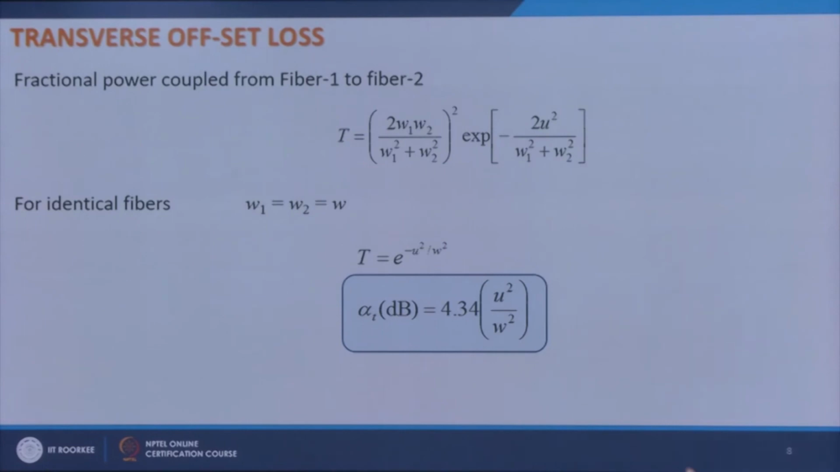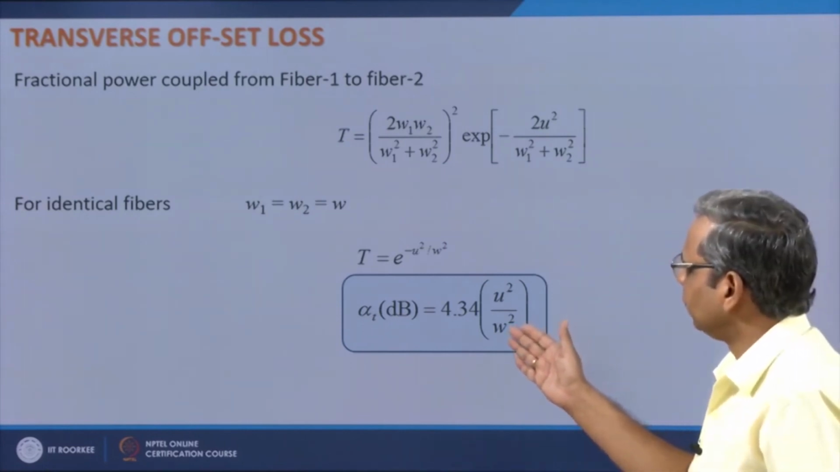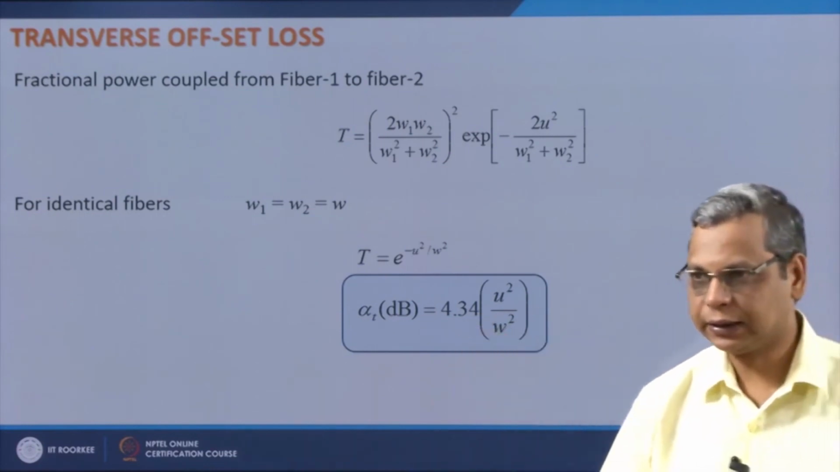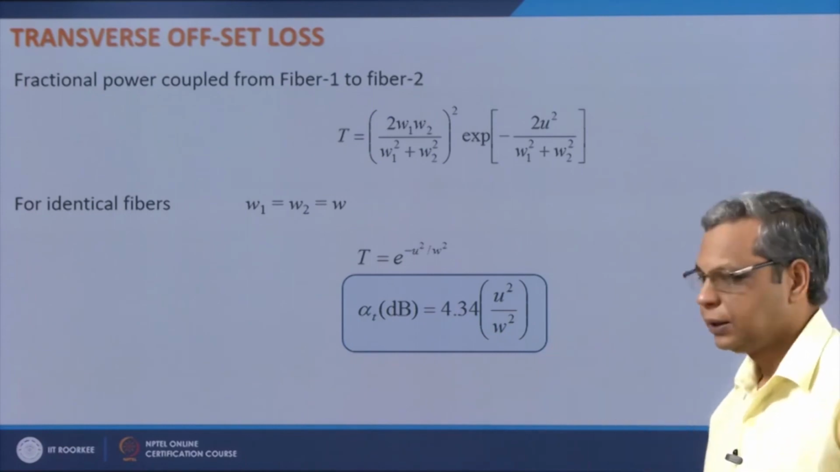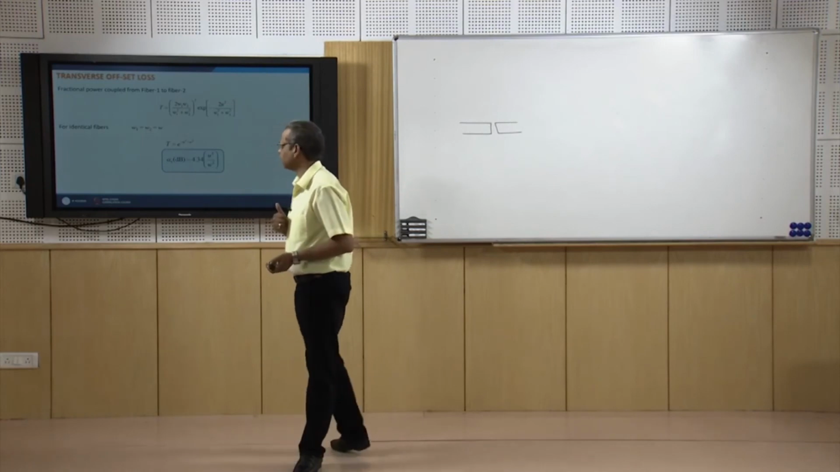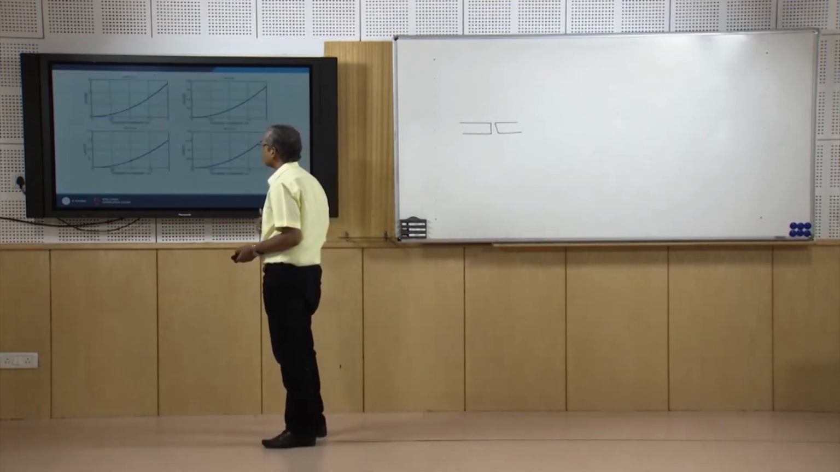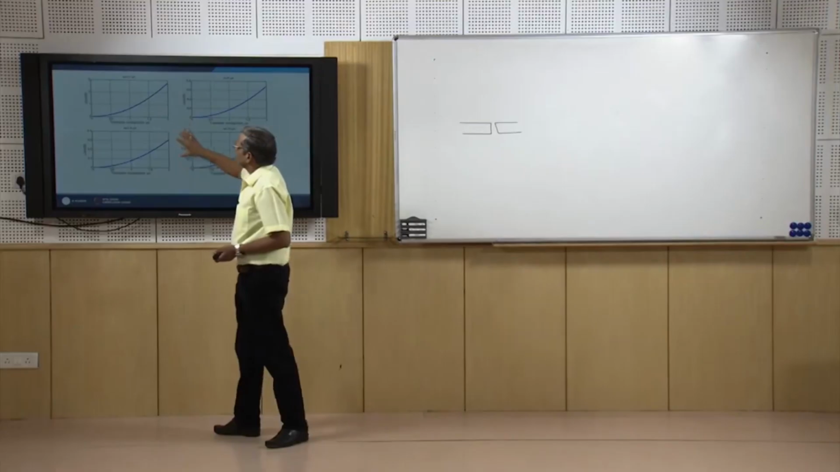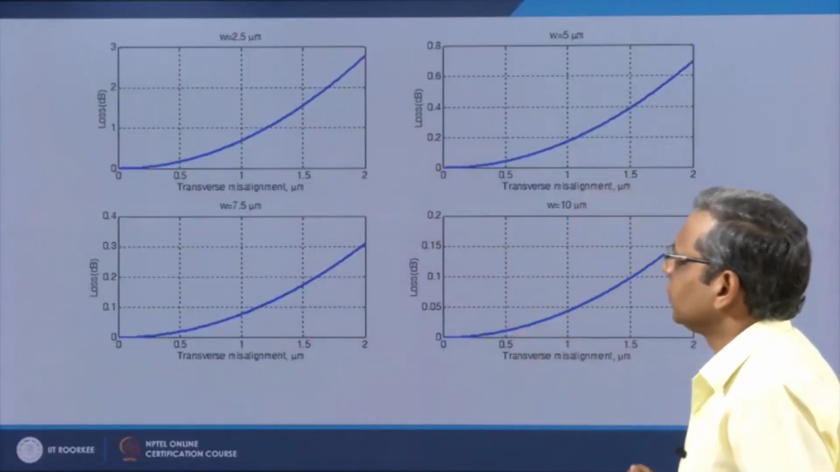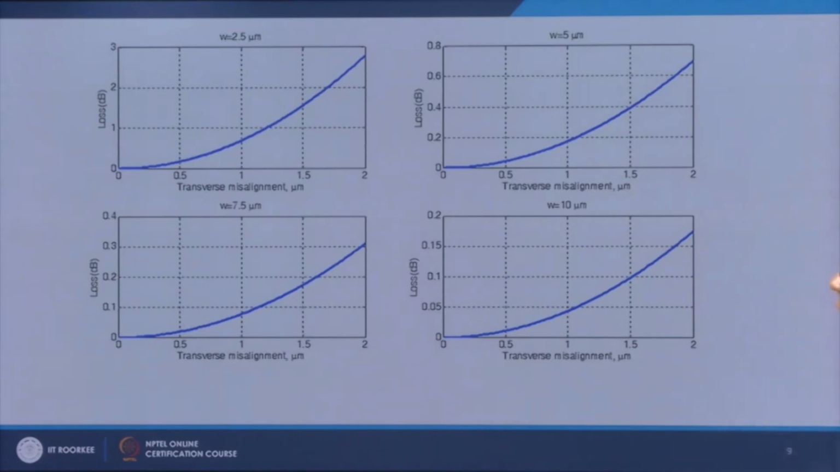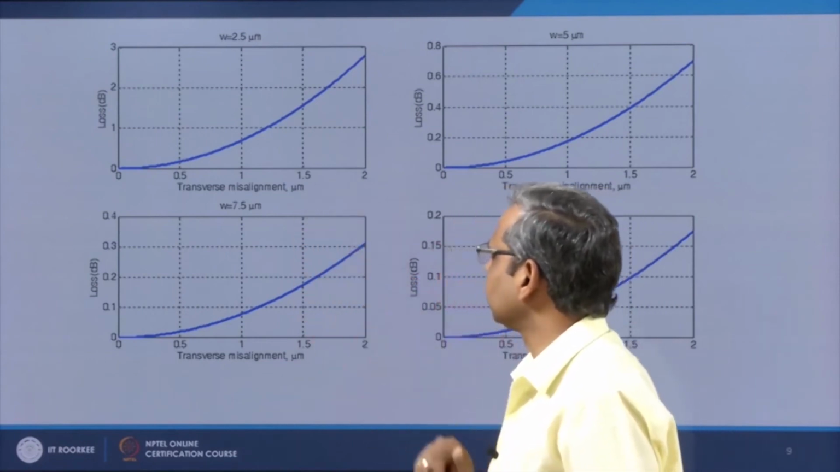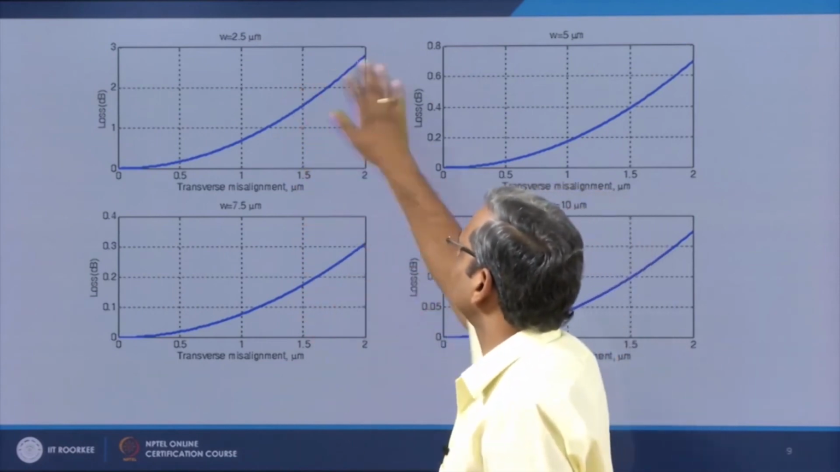So I can see from here that if W is small, then your transverse offset loss is large. If W is large, then the tolerance towards transverse offset loss is higher, because the loss is smaller. So to see this graphically, I have plotted this transverse misalignment loss or transverse offset loss as a function of u, that is transverse misalignment, for different values of W.